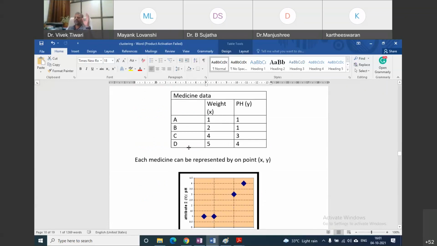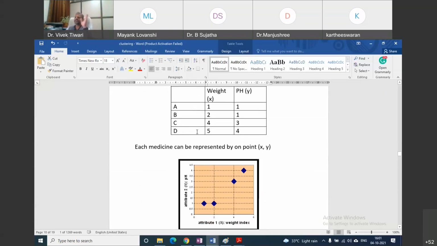Come with me, we will solve the k-means clustering through a numerical example. Suppose this data set is given to you, a very simple data set having only two features, weight and pH value, of a medicine. There are 4 data points: 1 1, 2 1, 4 3 and 5 4. These are the data points given to you.